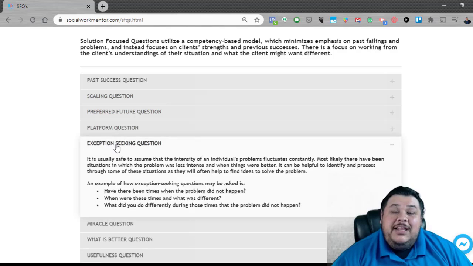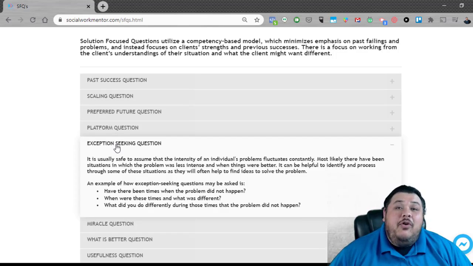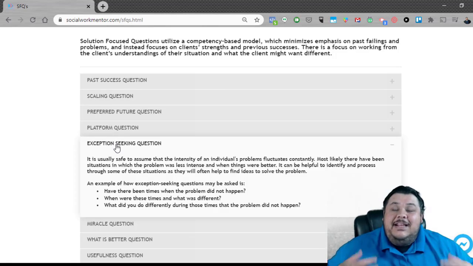The exception seeking question is an approach that you can use when working with a client who is really having some problems with their current situation. One thing that we often know about clients is that they can be extremely negative or feel really bad about a particular situation they're in, when at another time that situation may have gone a little differently and they may have felt a lot better about themselves, and therefore been more likely to be motivated to work on that situation and work on themselves in that situation.